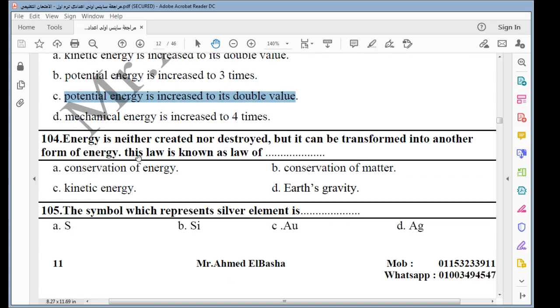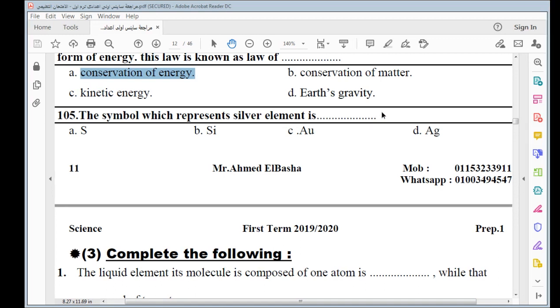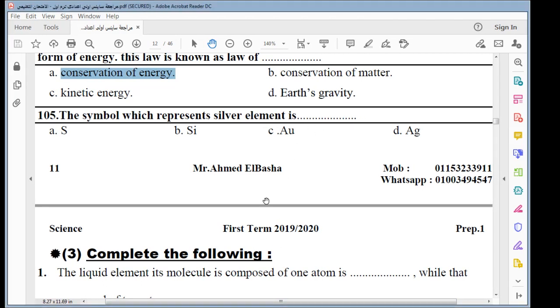104. Energy is neither created nor destroyed, but it can be transformed into another form of energy. This law is known as the law of conservation of energy. The last question in the choose section: the symbol which represents silver element is AG. You answer it, it's very easy.